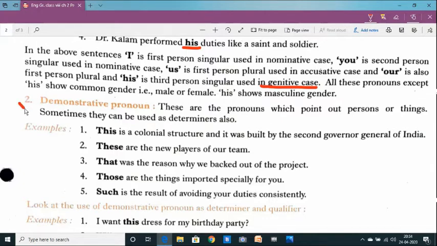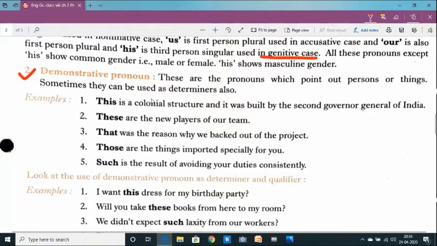Now, the second kind: demonstrative pronoun. These are the pronouns which point out persons or things. Demonstrate means just to indicate. Sometimes they can be used as determiners also. This chapter we will also learn in the next chapter, it is very important. So in our next classes I will guide you.